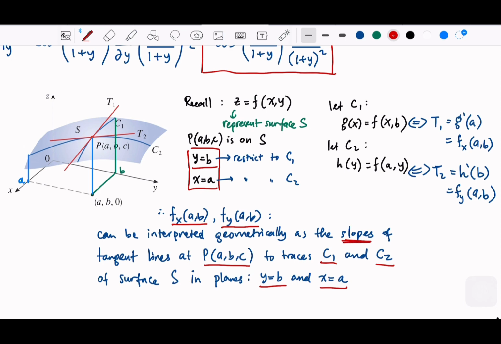I hope you can understand these words by just looking at the picture. So if the question is asking for the slope of a function of two variables, it means that you need to find two slopes: the partial x and the partial y.